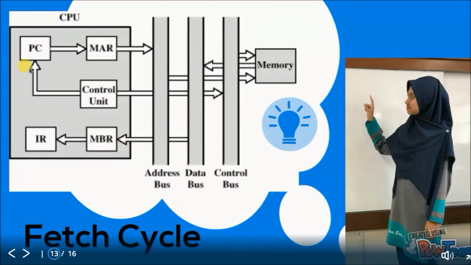Once the fetch cycle is over, the fetch cycle will repeat, and the control unit examines the contents of the instruction register to determine if it contains an operand specifier using indirect addressing mode. And then my partner Nazira will explain more about the indirect cycle.